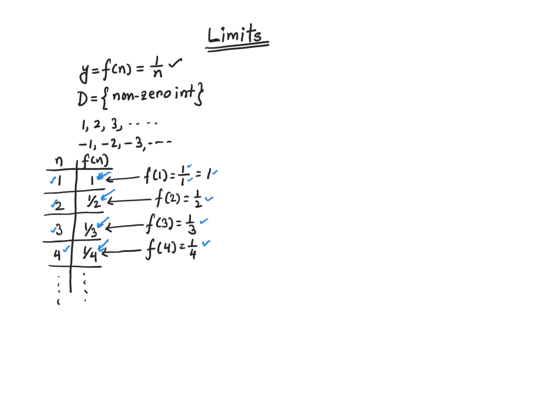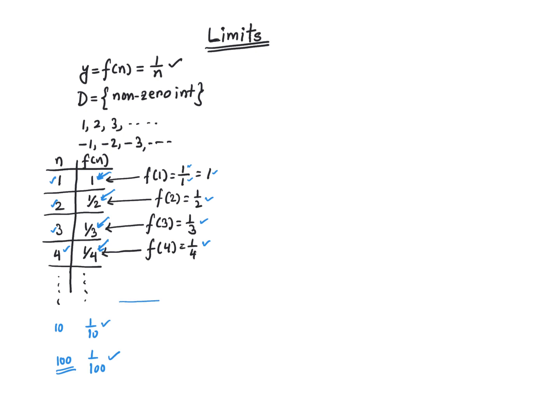Let's say, for example, n is equal to 10, it's going to be 1 over 10, right? For n is equal to 100, it's going to be 1 over 100. So the function values are getting smaller and smaller, and it is approaching a value. What value is it approaching as n is getting bigger and bigger? It's approaching 0. It's getting smaller and smaller, and it's becoming closer to 0.